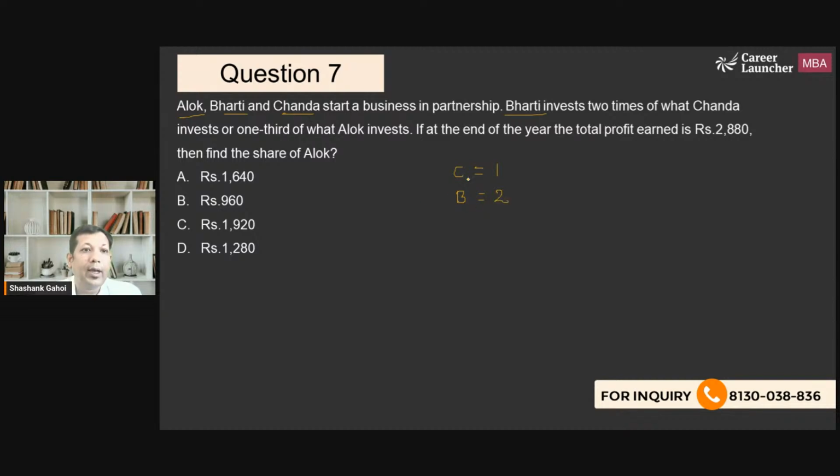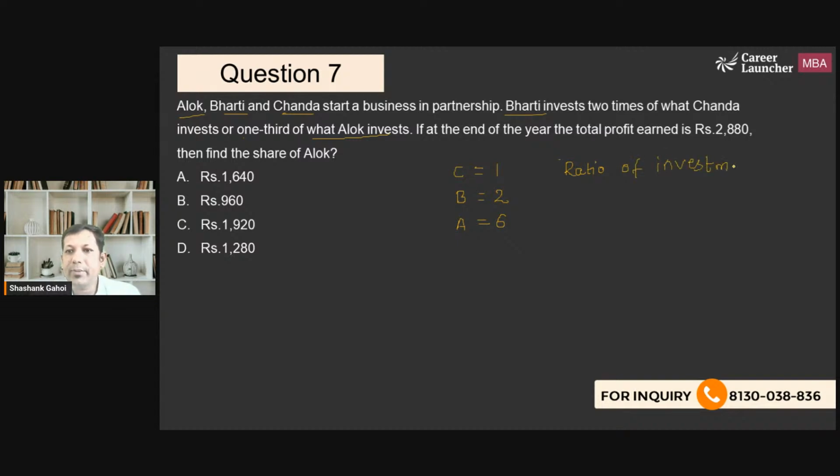And Bharati invests 1/3 of what Alok invests. So Alok is investing 3 times of B. So what is the investment of Alok? That is 6. Now what is the ratio of investment? I could have taken x, 2x, 6x. It's fine. If you are taking 1, 2, and 6, again that's fine. So what is the ratio of investment?